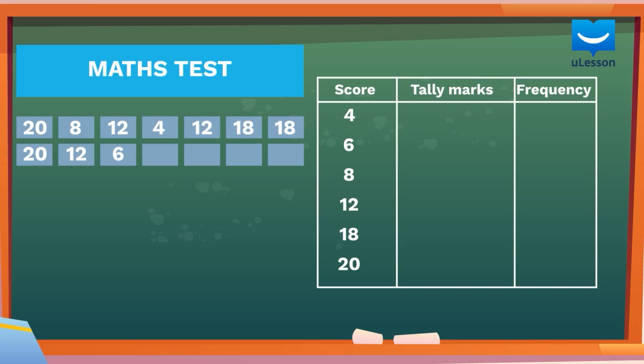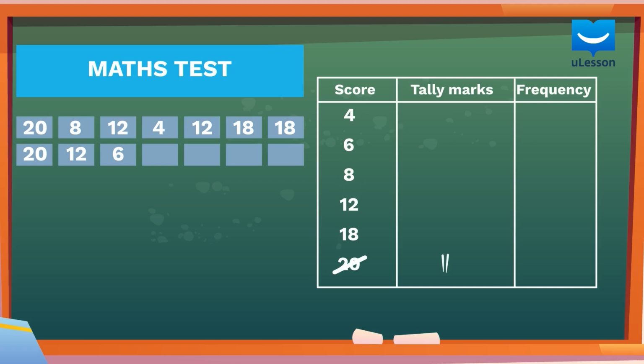So, let's begin. We start with the first number, 20. Let us count how many times the number 20 appears on the screen. Twice, right? Good. Now we strike the number out and place 2 tally marks to indicate that it has been observed. The next number is 8.